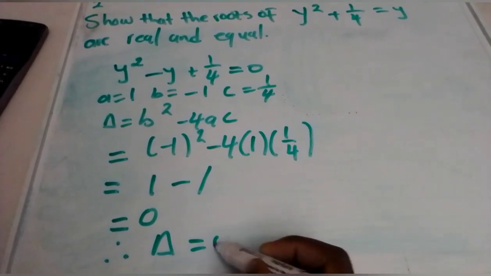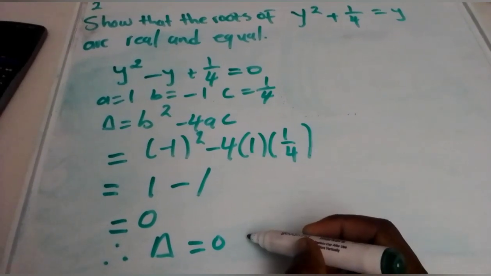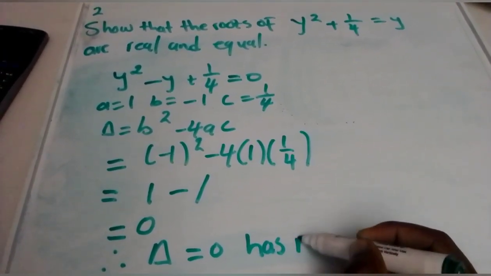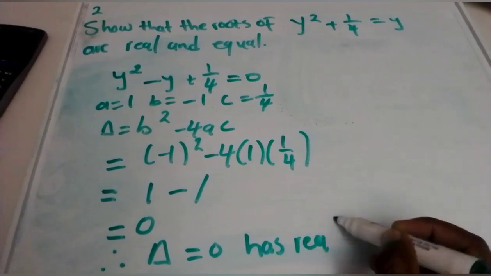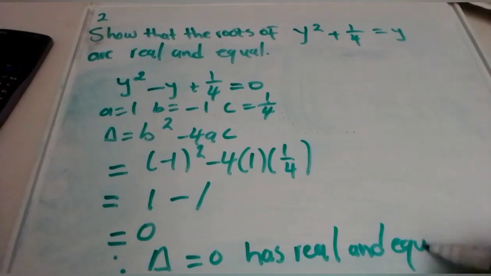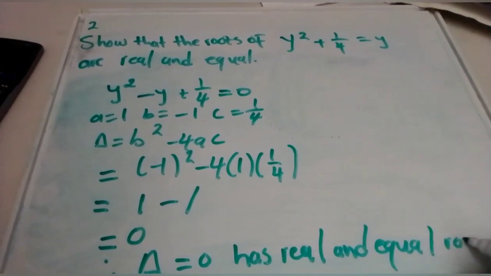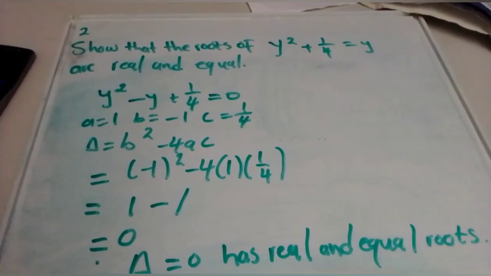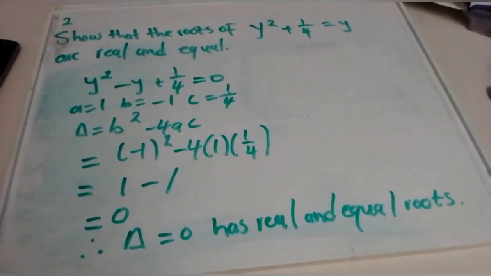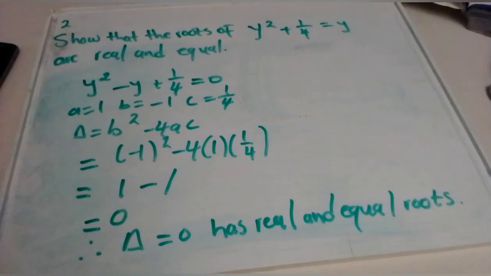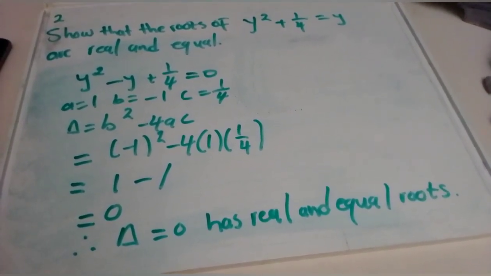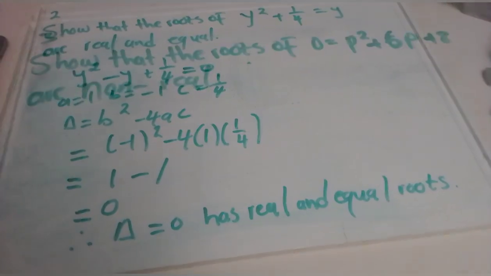All right, so don't forget to conclude about what they asked you. So the delta equal to 0. So it has roots which are real and equal. Don't forget that when you conclude, you just tell them about what they asked you. Remember that. Everything needs to be in standard form. You take out your coefficients, then you write your formula. Then after that, you substitute. After substituting, you conclude about what they asked you.